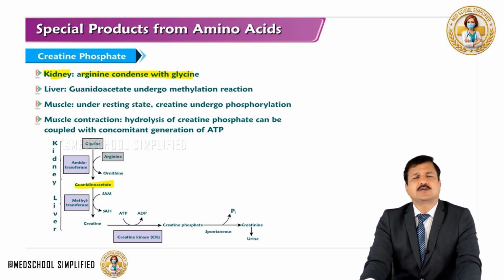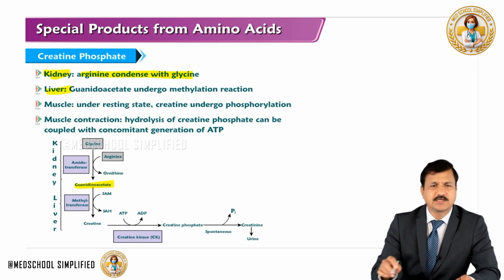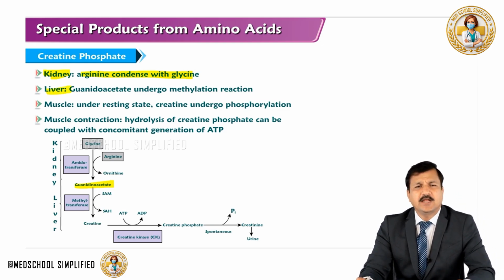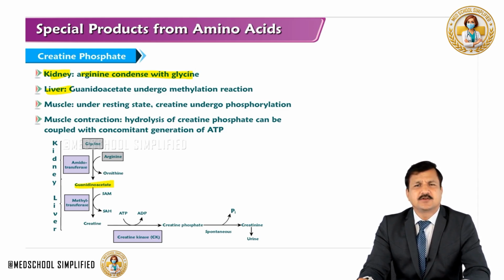Now, this guanidinoacetate is taken to the liver, and in the liver, guanidinoacetate undergoes a methylation reaction catalyzed by methyltransferase enzyme using SAM as a methyl group donor. That is S-adenosylmethionine, which is the derivative of methionine. It acts as a methyl group donor for the conversion of guanidinoacetate into creatine.